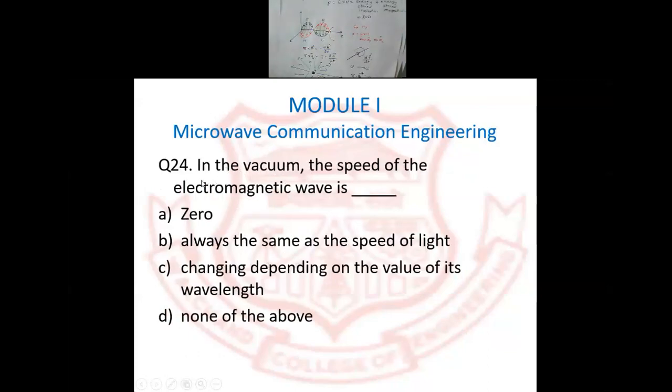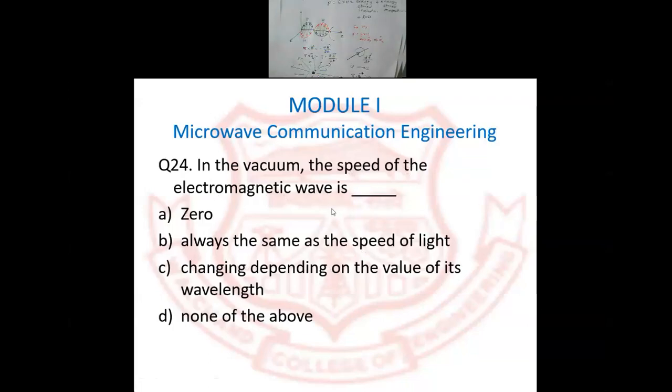Next, in the vacuum, the speed of the electromagnetic wave is what? Vacuum means free space. All of you write down your answers. Most of the people are saying C, I think. Is it correct? The speed of the electromagnetic wave in a vacuum. Now the answer is D, none of the above.